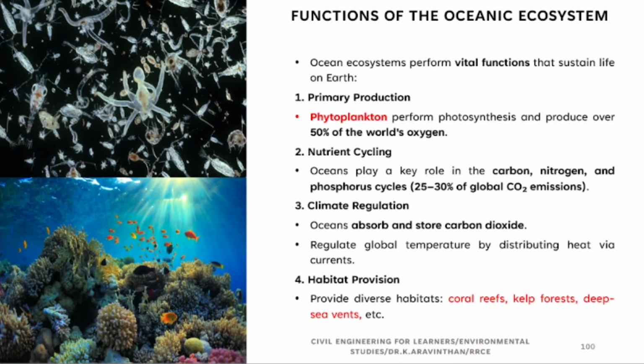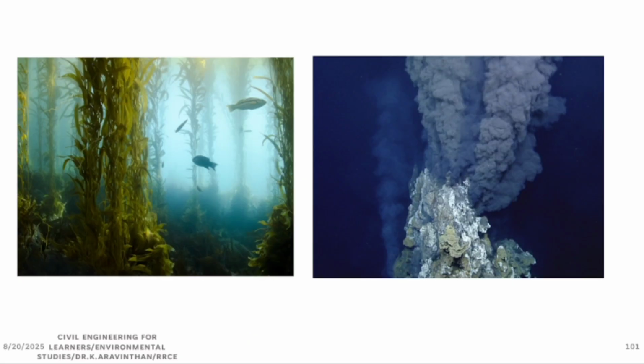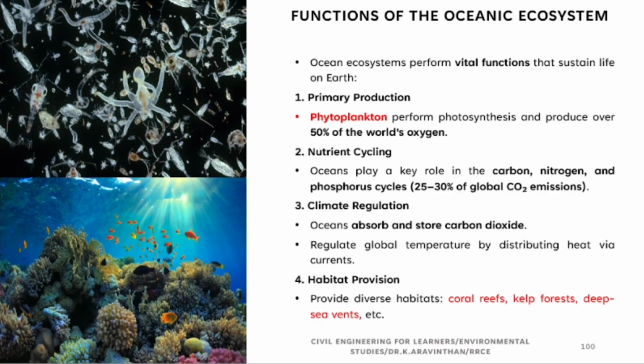Next thing is climate regulation. They regulate the climate. Habitat provisions are, have you seen coral reefs? These are called coral reefs. So in the initial part of the ocean, you can see a number of species living here, and from this coral reef we get some useful medicines for our purpose. Next thing, have you seen this kind of forest inside the ocean? What are they? Kelp forest. This name is called kelp forest. Inside the ocean you have this kind of forest, and this is called kelp forest.